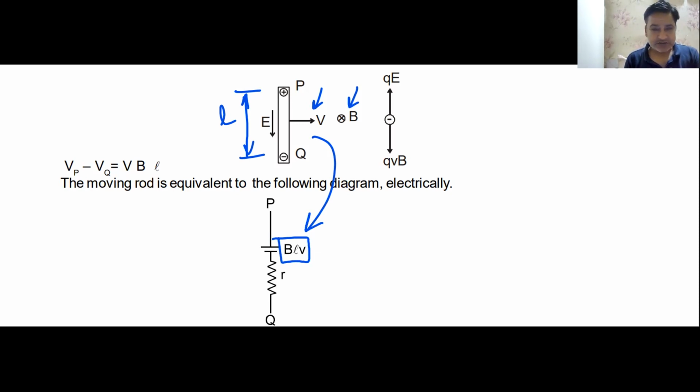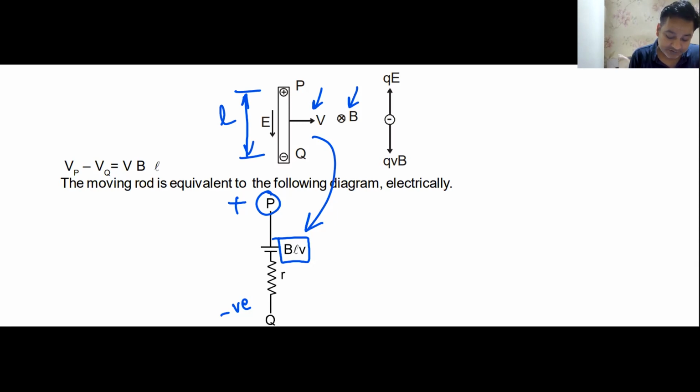How do you find out the positive terminal or the negative terminal of the battery? You do V cross B. Wherever your fingers point, that point becomes your positive terminal and the other point becomes your negative terminal. Do you understand this? Yes, sir. This is known as your concept of motional EMF. So wherever you find something moving, you will always try to apply the concept of motional EMF.